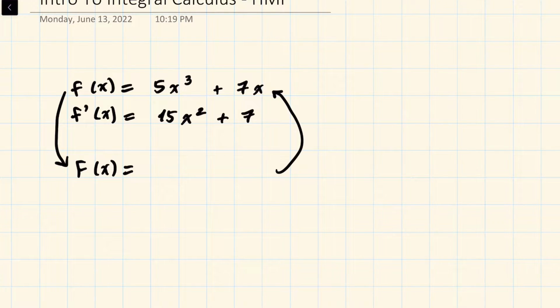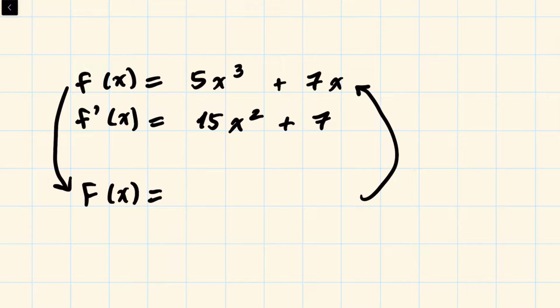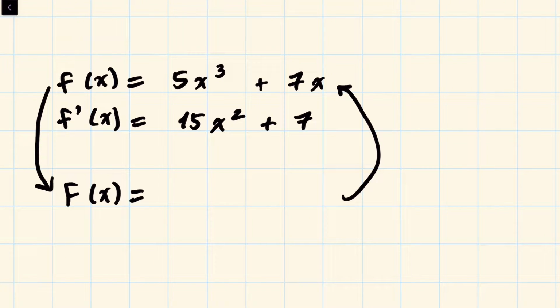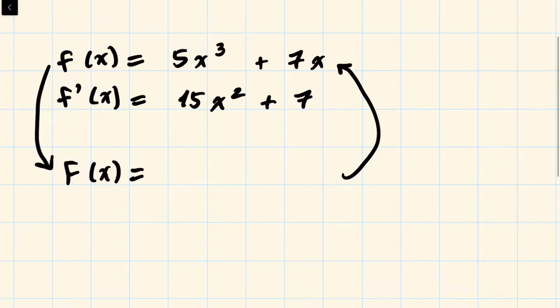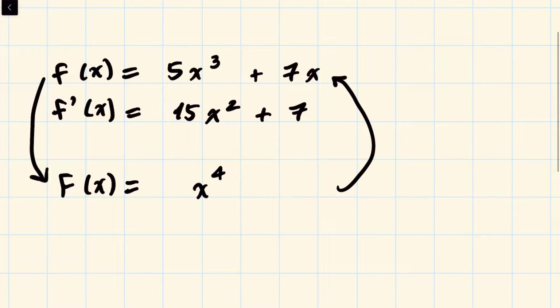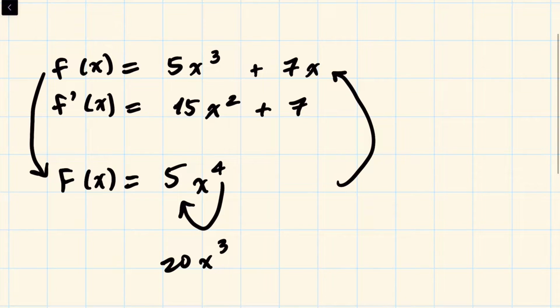So let's come up with something here. For this first term, the 5x cubed, we just have to think about it a little bit. We know our exponent is going to be 4, because when we differentiate using the power rule, our exponent goes down by 1 to get to 3. And here we can't just have a 5, because if we were to differentiate this, it'd be 4 times 5, so it'd be 20x cubed. We don't want that. We want 5x cubed. So what do we have to do to this 20? We have to divide it by 4.